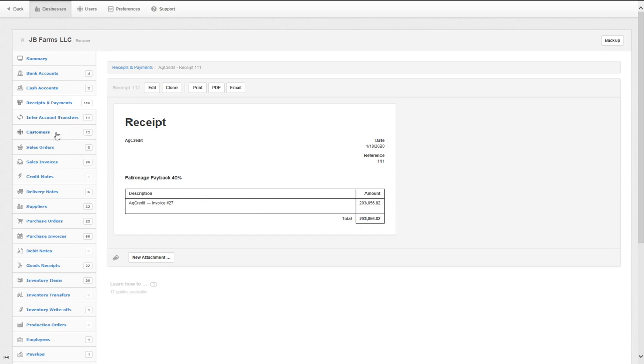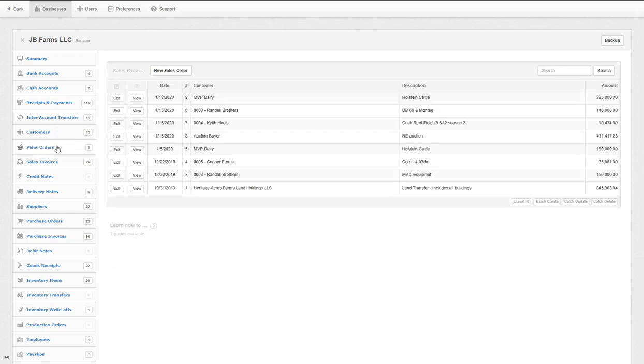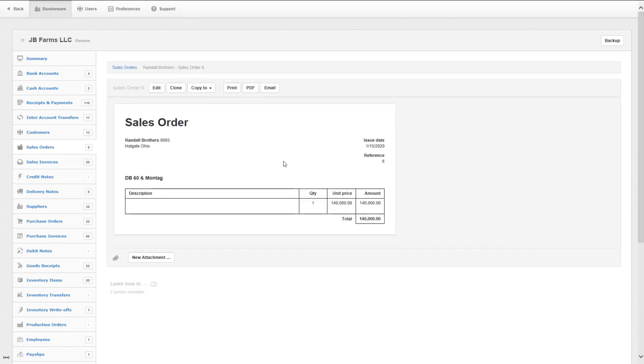We'll move on. So anytime I want to make a purchase, or make a sale, I have a sales order that I can come up with. I sold some equipment. It was a DB60 and a Montag Fert cart. I sold it to Randall Brothers. They're an equipment jockey. It's just kind of my outlet in the game for whenever I need to get rid of equipment or don't want it anymore. I hate just deleting it. I want something out of it. So I sold the pair for $140,000.